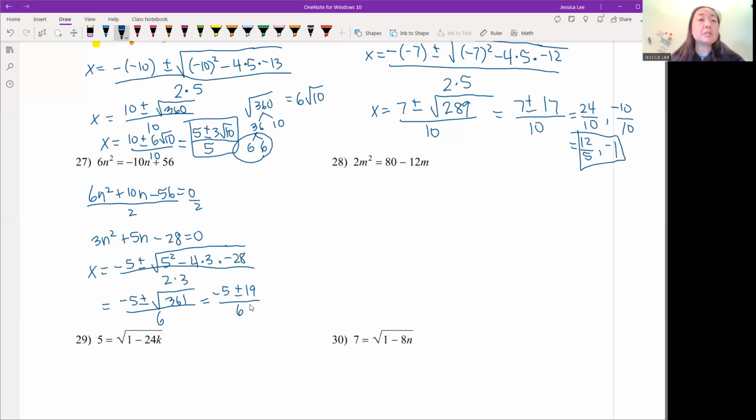19 all over 6. And again, negative 5 plus 19 is going to be 14 over 6, and negative 5 minus 19 is going to be negative 24 over 6. So here I'm going to simplify. x is equal to 7 over 3, because both of them are divisible by 2, and this is just going to be negative 4.